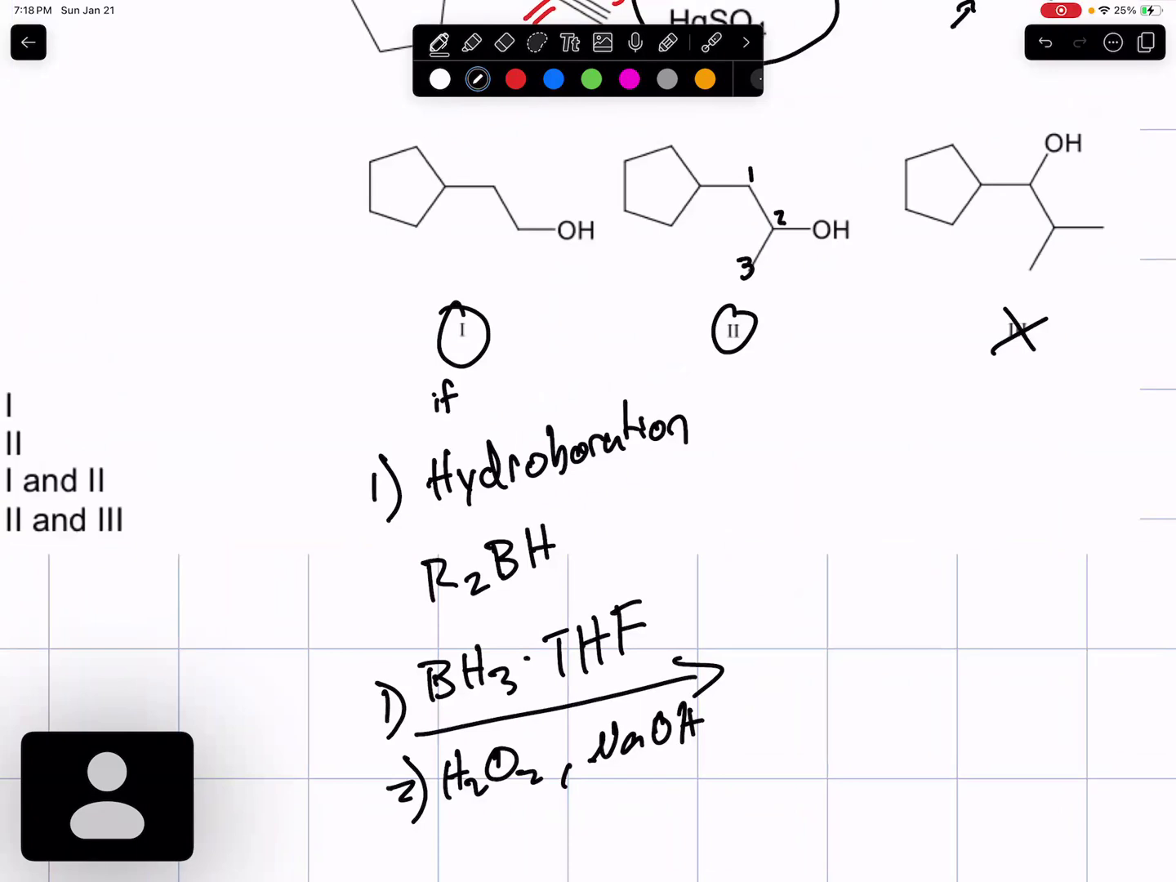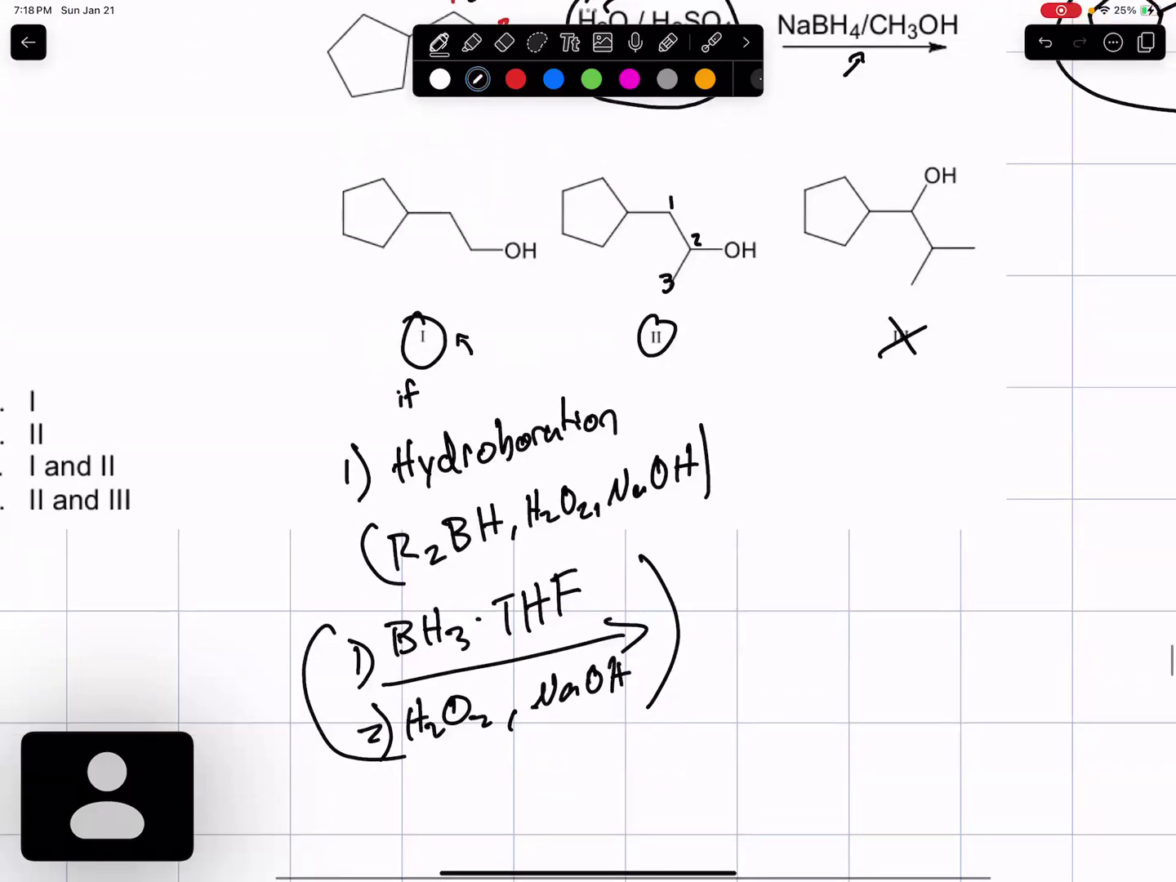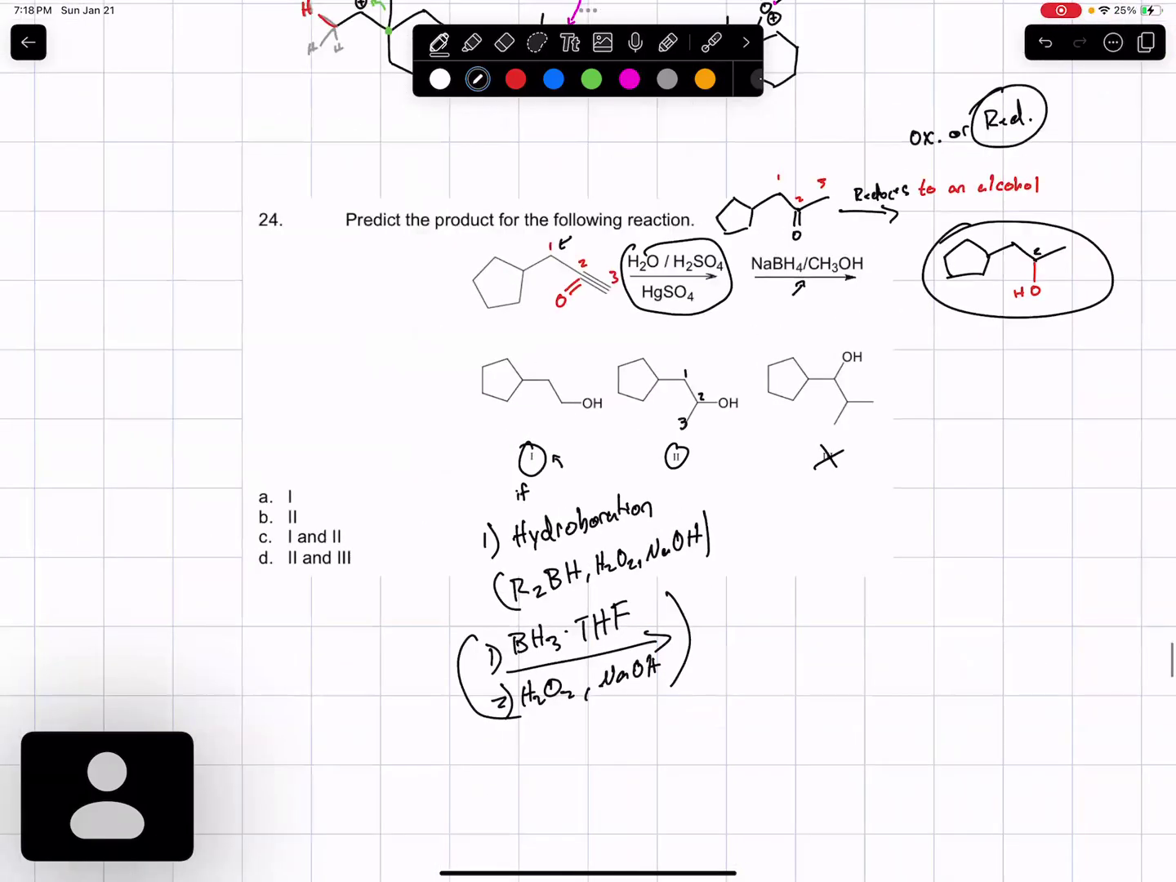Okay. So yeah, that's just to say this is BH2. No, it's R2BH, I think, and the same peroxide and base. Okay. So if you were to decide to have picked 1, you would have technically needed to use hydroboration. Okay. And that's as simple as these questions get. Okay.